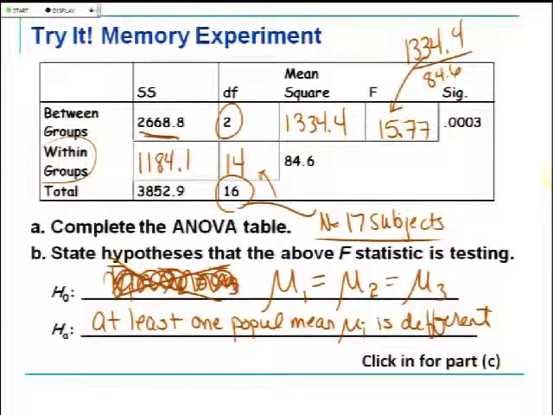I don't know if I have you click in for C or for D. I can't remember. But let's keep going.